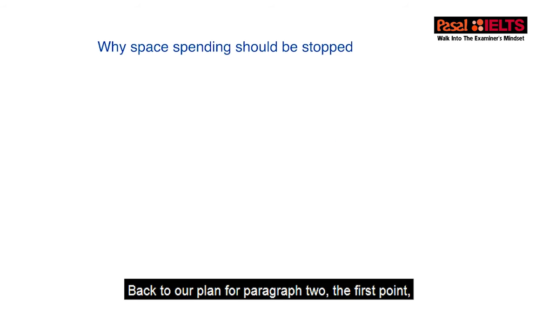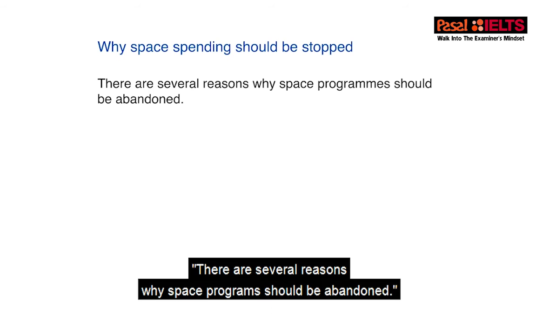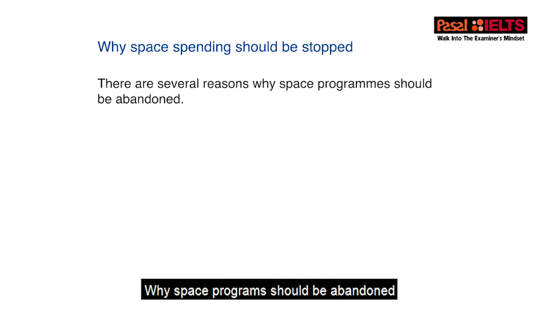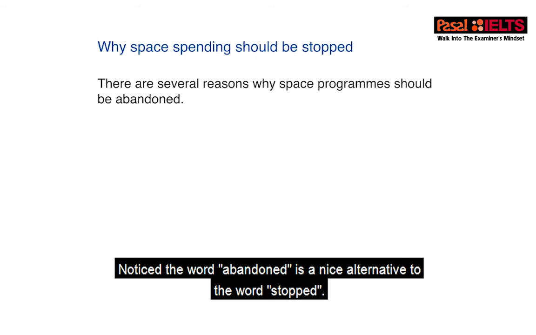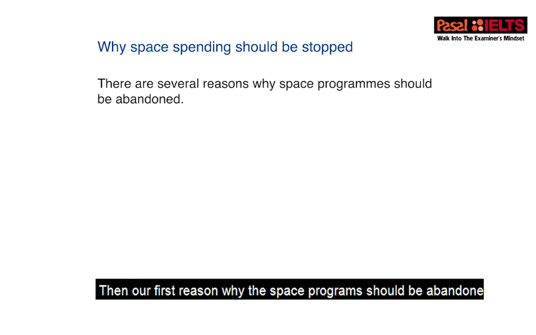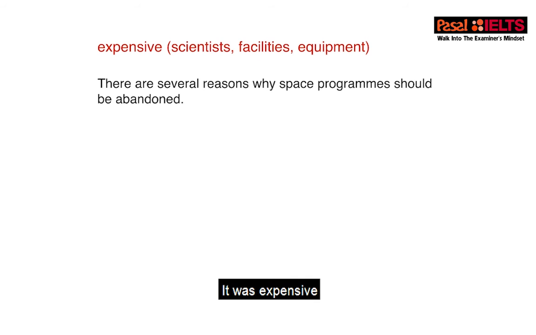Back to our plan for paragraph 2, the first point, why space spending should be stopped. And we realised from our plan that we had several reasons. So that's what we wrote in our topic sentence. There are several reasons why space programs should be abandoned. Notice the word abandoned is a nice alternative to the word stopped. Then our first reason why these space programs should be abandoned. It was expensive. So we wrote this sentence.